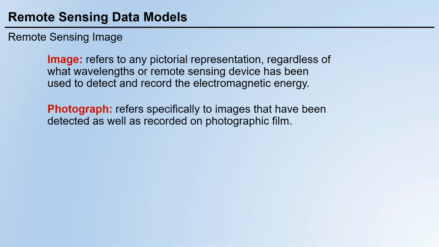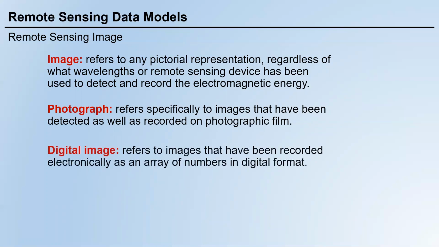Okay, and we have two types of image. The first one is hard copy, photograph, which refers specifically to images that have been detected as well as recorded on photographic film. There is actually a hard copy of your image developed on a film. So that's photograph, that's a type of image.